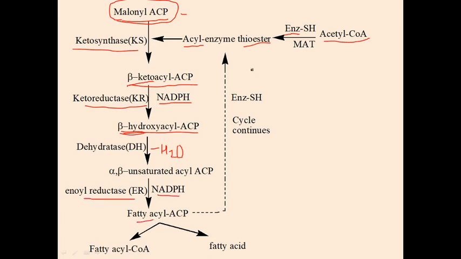If it is the first unit, with acetyl coenzyme A and malonyl ACP only, and this reaction occurs for the first time, the carbon count will be 4 carbon. If it occurs a second time, it will be 6 carbon. The third time, 8 carbon. Fourth time, 10 carbon. Fifth time, 12 carbon. Like that it will go on. 2 carbon will be added in each cycle.